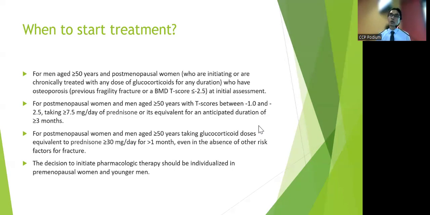Then for patients outside this demographic group, that is premenopausal women and males less than 50 years of age, the decision to start pharmacotherapy is individualized. We need to calculate the Z score and then decide whether to go for pharmacotherapy.